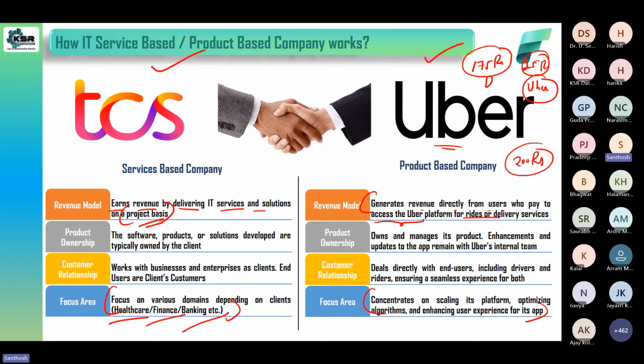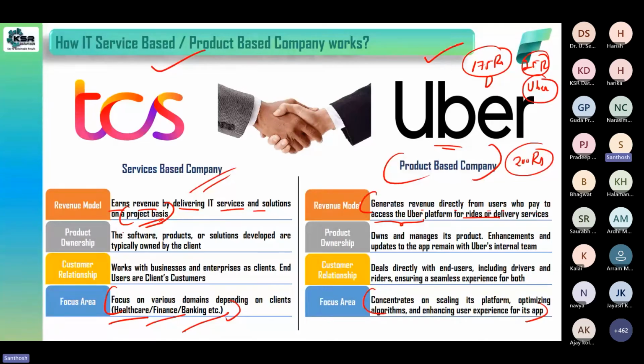So what you can improve in Uber is the pricing, and wherever there is demand, how you can improve the facilities. That is what Uber will think about. Uber will never think about banking or healthcare because they have their own product. But TCS works on different domains.